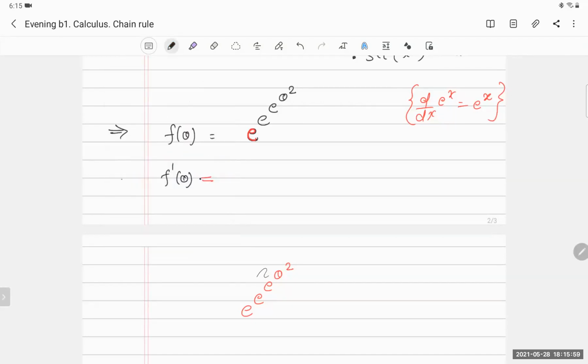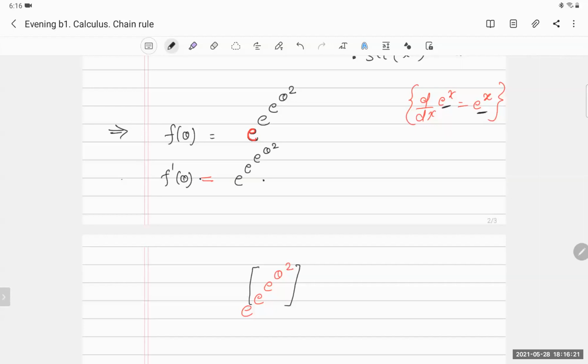Which e? The red one. This e, and the power is what? E की power. So basically the same function will come down, sir. Because I know that e की power x equals e की power x. So my function is e की power theta square.